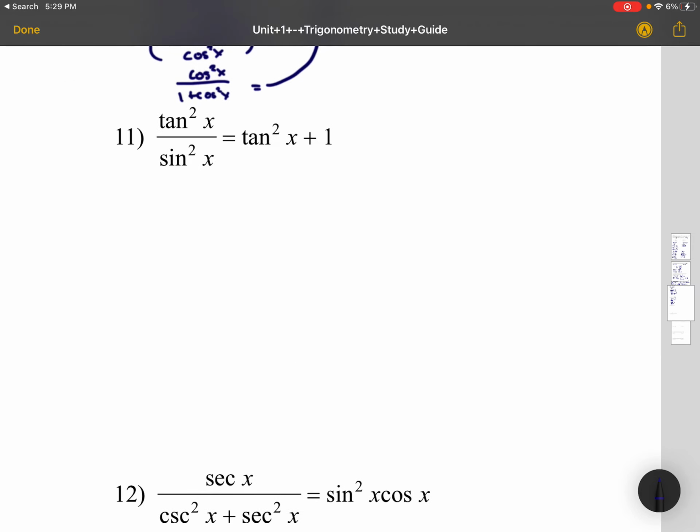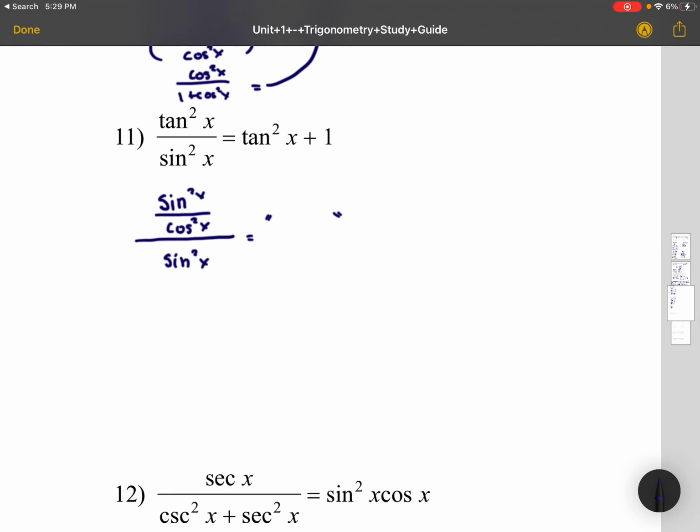Number 11, tangent squared divided by sine squared equals tangent squared plus 1. Let's see how that works out. So I would immediately turn tangent into sine squared x divided by cosine squared x. So tangent squared is sine squared divided by cosine squared. And so we're still dividing by sine squared x. That's going to equal, supposedly, tangent squared plus 1.